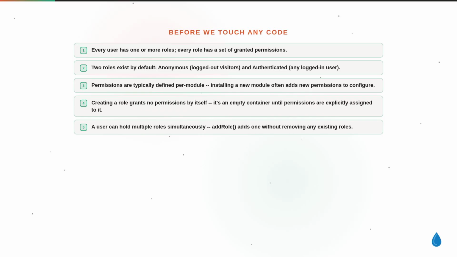Every user has one or more roles. Every role has a set of granted permissions. Two roles exist by default: anonymous, logged out visitors, and authenticated, any logged in user.